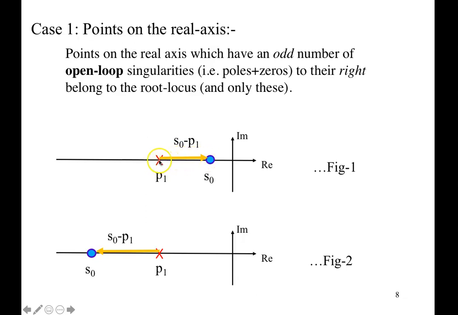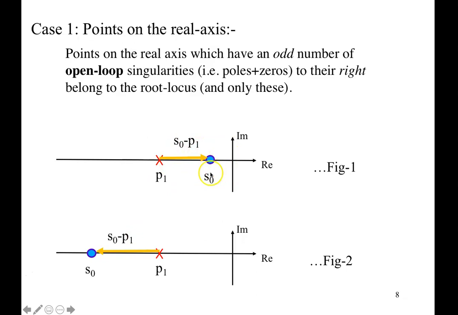Now you can see this one actually counts nothing, because this is pointing towards the positive side of the real axis. Therefore, the angle between this yellow line and the real axis is 0. On the other hand, if I want to see a point on the left-hand side of that pole, then I draw a line from that open loop pole towards it. Now, this is pointing towards the negative side of the real axis. The angle here is pi or minus pi.